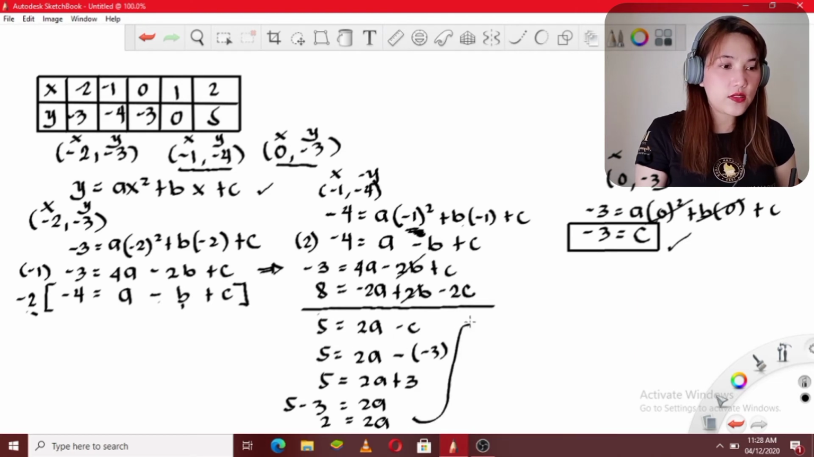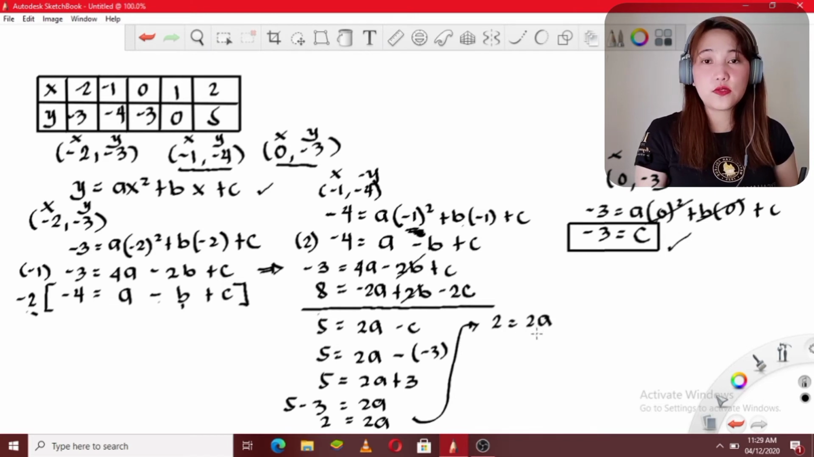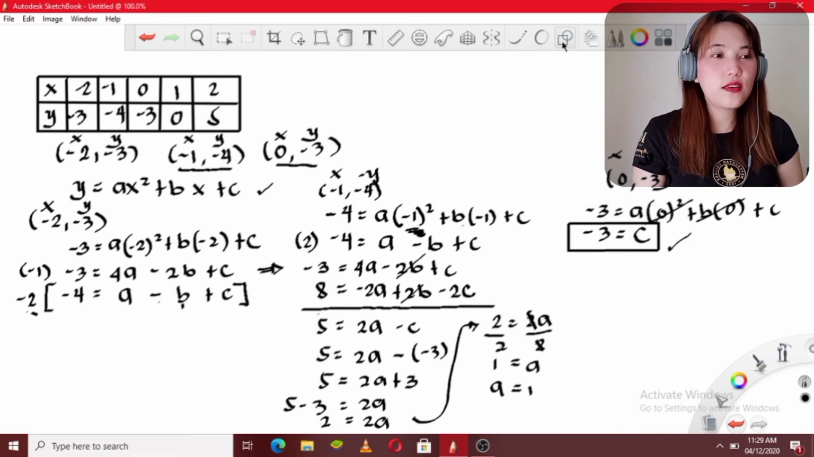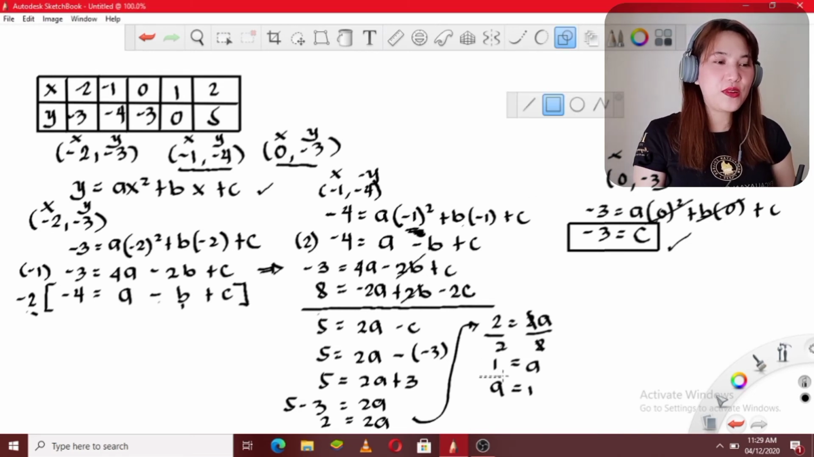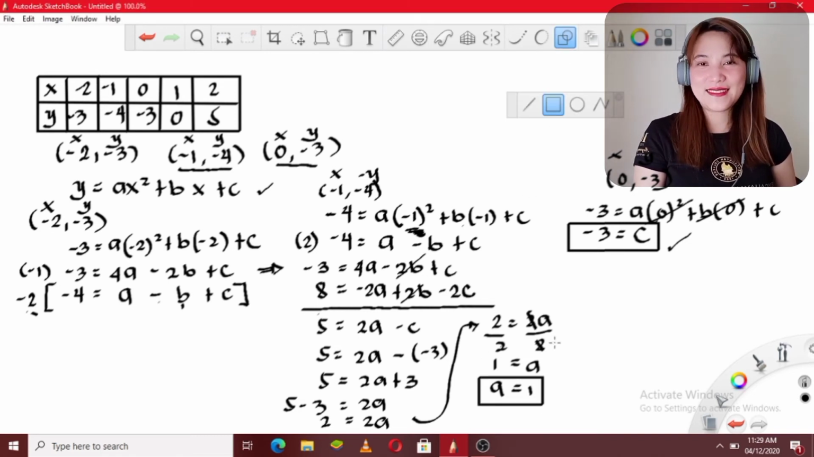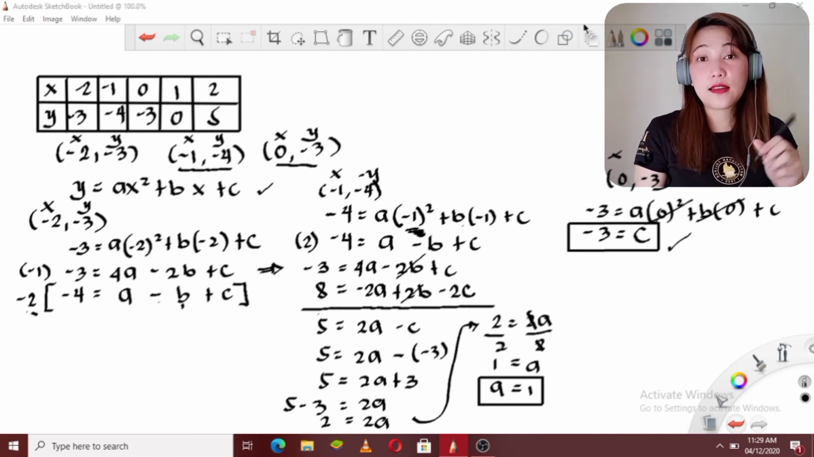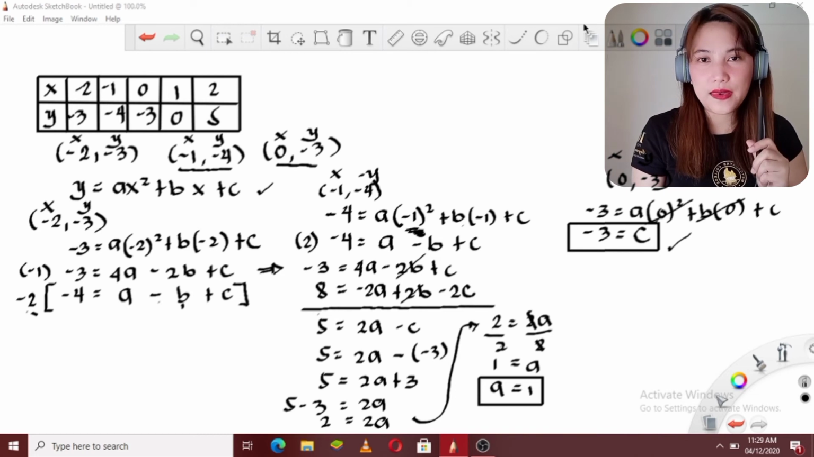So, continue natin on this side. So, let's kopyahin natin. 2 equals to A. And then, yung A natin, may coefficient na 2. Para matanggal, divide both sides by 2. Cancel 2. So, we have now A equals 2 divided by 2, which is 1. Or pwede natin isulat as A is equal to 1. Symmetric property. So, we already have now the value of A. Ngayon, isa na lang hinahanap natin. That is the value of B.